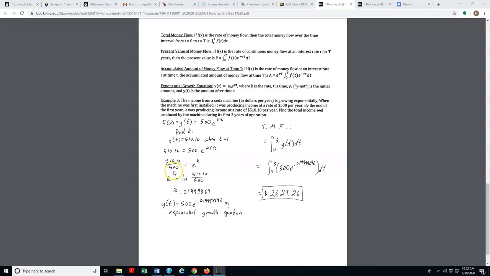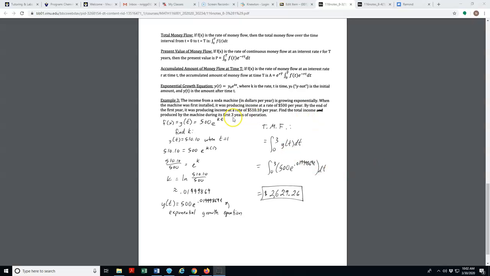So I divide it by 500, and then my answer is the natural log of that, which is approximately 0.019999869. It's a pretty small number. So again, we were not given that k value. I did have to find it, but I can now write my exponential growth equation as 500 times e to the power of that k value I just found times t, and I'm going to use that as my f of t when I find my total money flow.